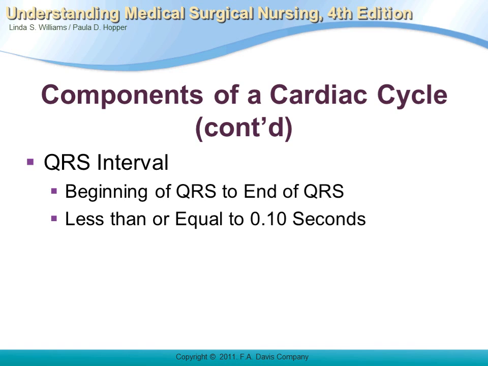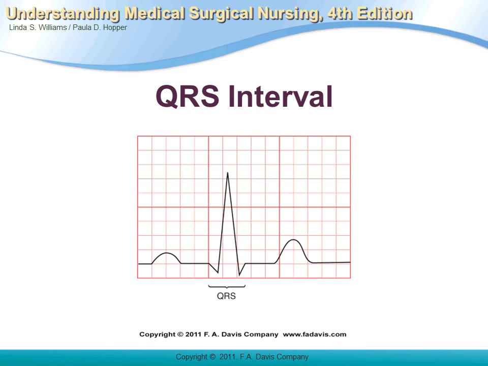So the QRS interval, that is the beginning of the QRS to the end of the QRS, is normally less than or equal to 0.10 seconds. So this is the QRS interval. So we would measure from here to here.